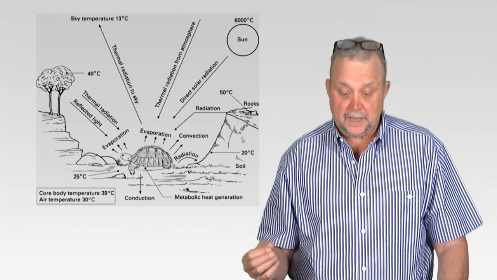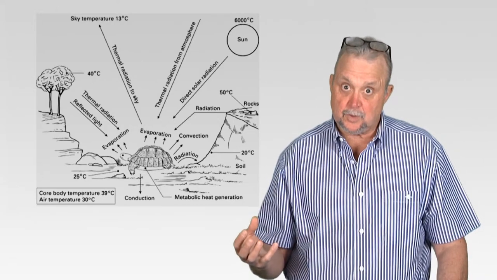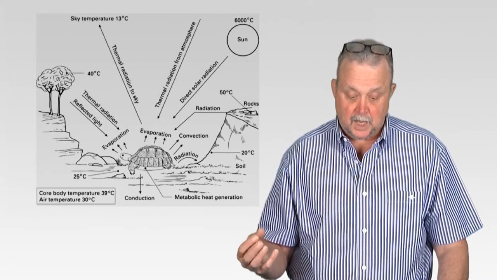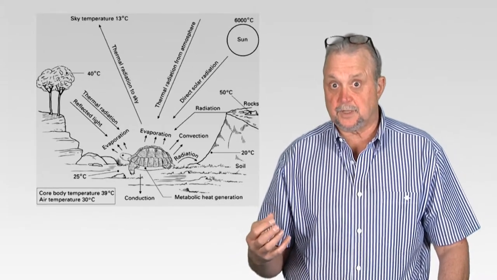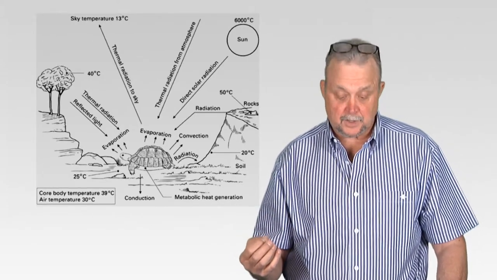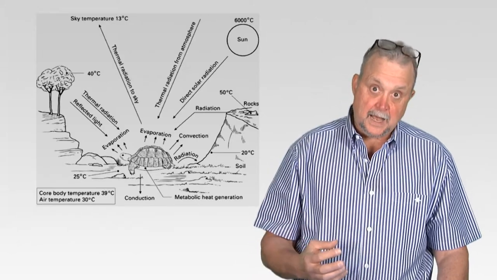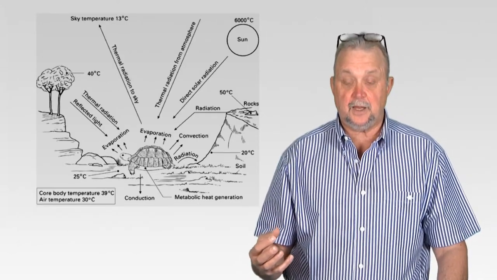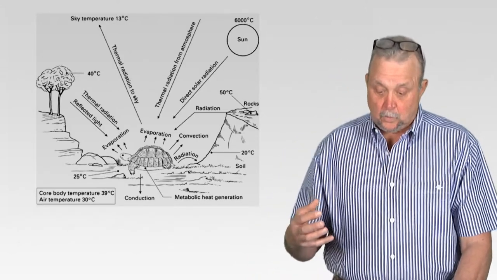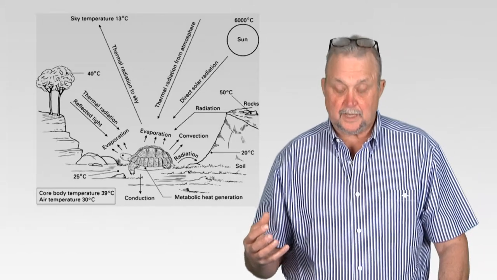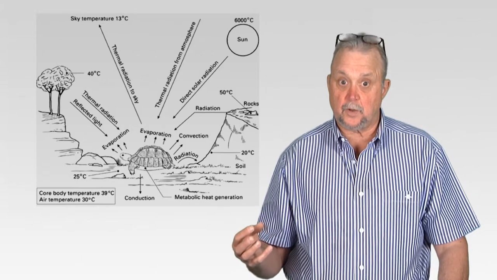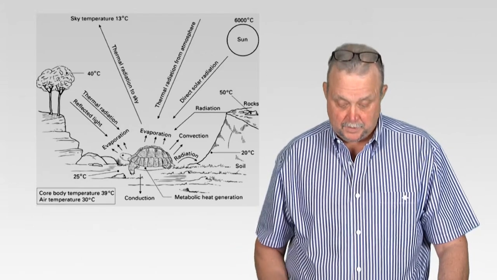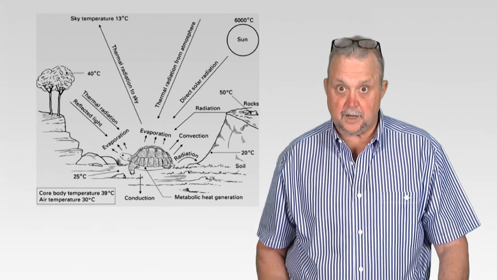Well, that's going to warm that animal up, and then it's absorbing radiation from the sun. In this particular example, the tortoise is using some water for evaporation. It's also moving down and getting into the shade. But what this slide shows is the amount of heat and heat transfer that's going on for any organism that's in a hot, arid area.